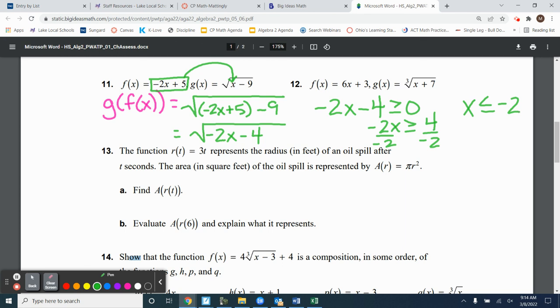So you always do inequalities when it comes to radicals? Would I have to worry about it for 12? No, not quite, because it's an odd index.